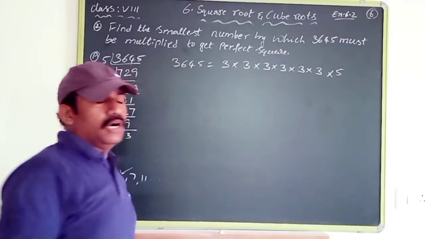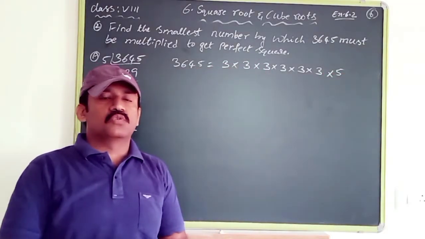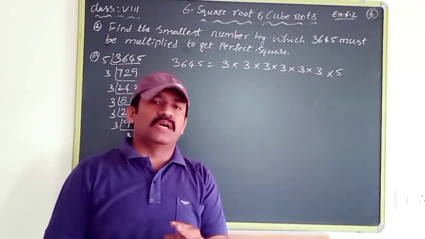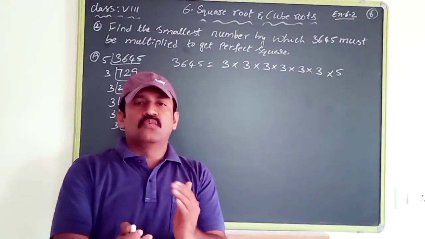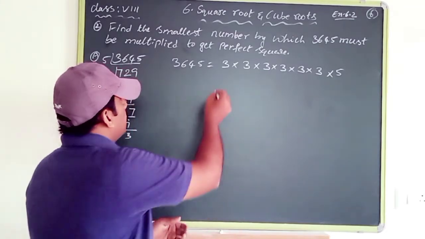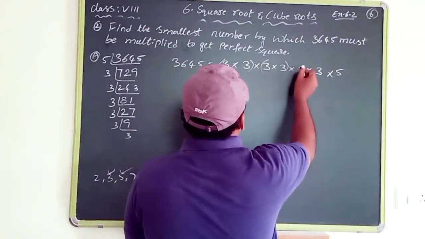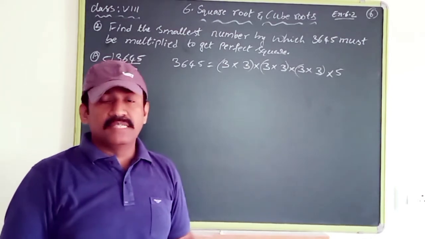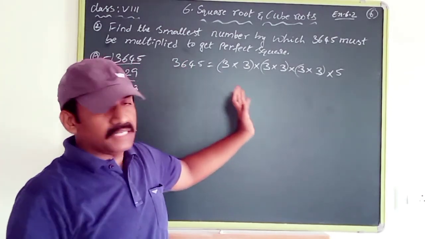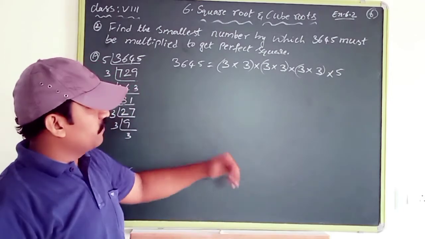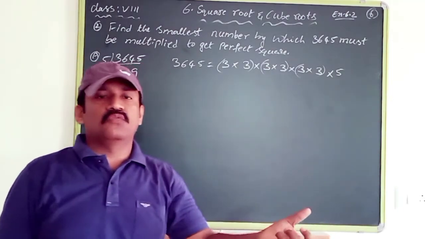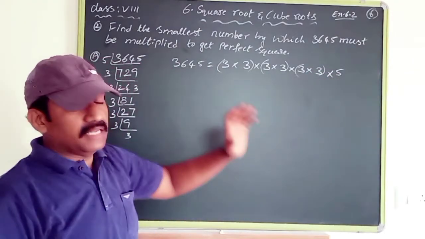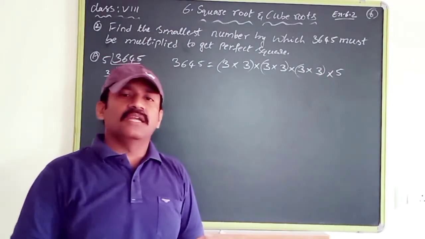Okay, so you know how to find the square root of a number. In the previous class we discussed that we should select from every two numbers, that means we have to take a pair, and from each pair we select one number. So what are the pairs here? This is a pair, this is another pair, and here one more pair. But 5 is alone. So this 3645 is not a perfect square. To get a perfect square, we should take one more 5 on the right hand side, so on the left hand side we also multiply by that 5, then it becomes a perfect square.